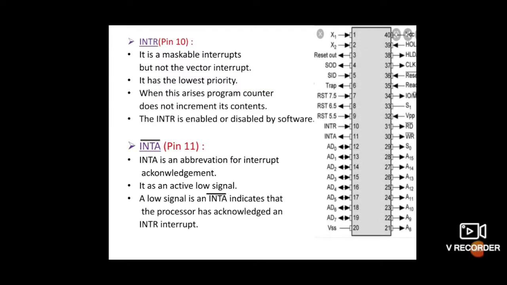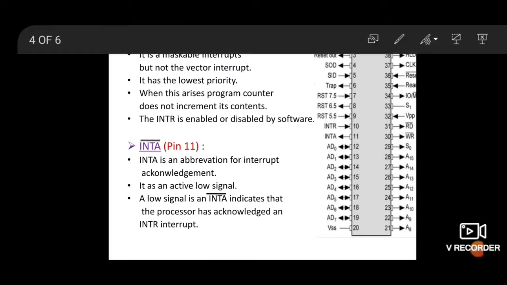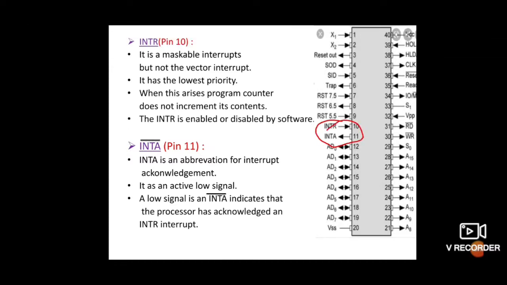Now the next pin is INTR and INTA bar. INTR is a maskable interrupt. Maskable means it can be disabled, but it is not a vector interrupt, which means there is no fixed memory location. It has the lowest priority.